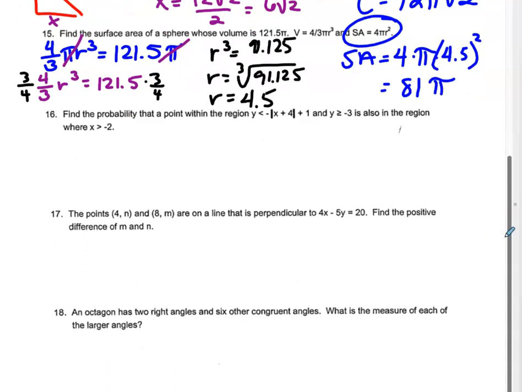Question 16. Find the probability that a point within the region y is less than negative absolute value x plus 4, plus 1, and y is greater than or equal to negative 3, is also in the region where x is greater than negative 2. All right, so let's go to a new page here and get a grid.